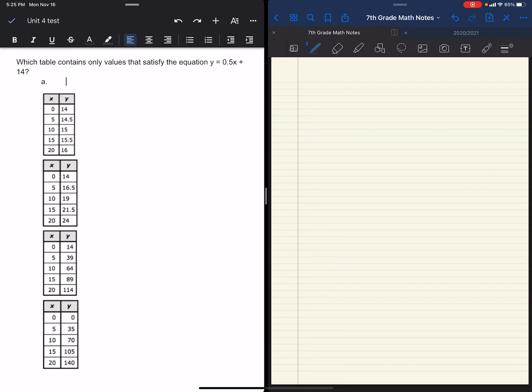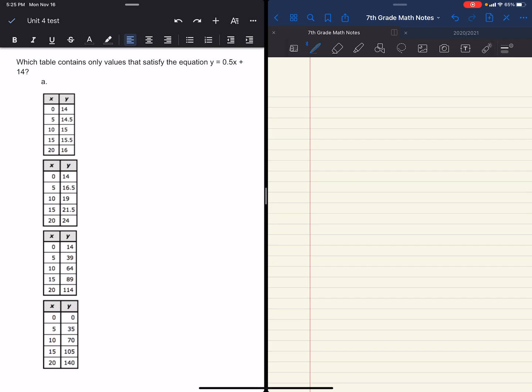There's several different ways to go about this question, so I'm going to do my best to explain it in the easiest way I can think of. Which table contains only values that satisfy the equation y equals 0.5x plus 14? I'm going to write that down. Y equals 0.5x plus 14.